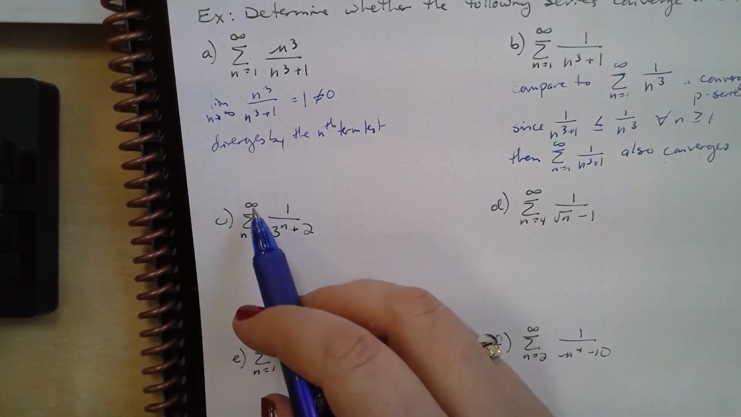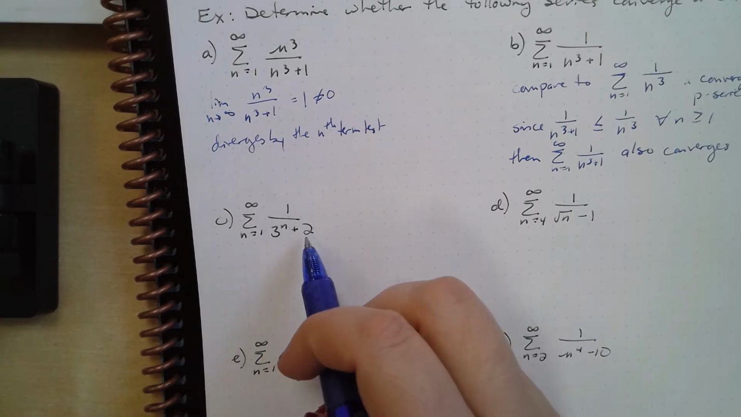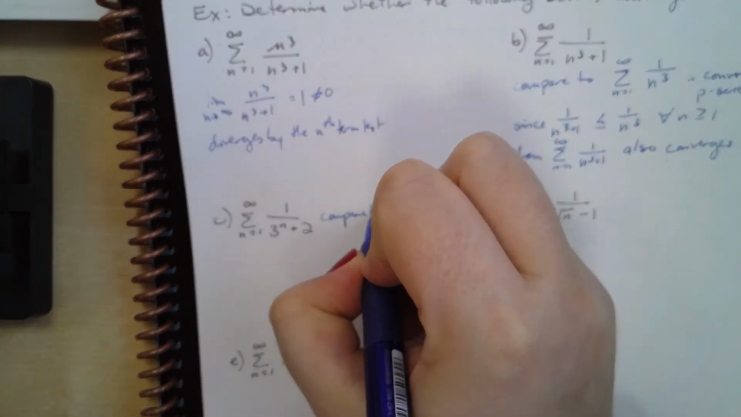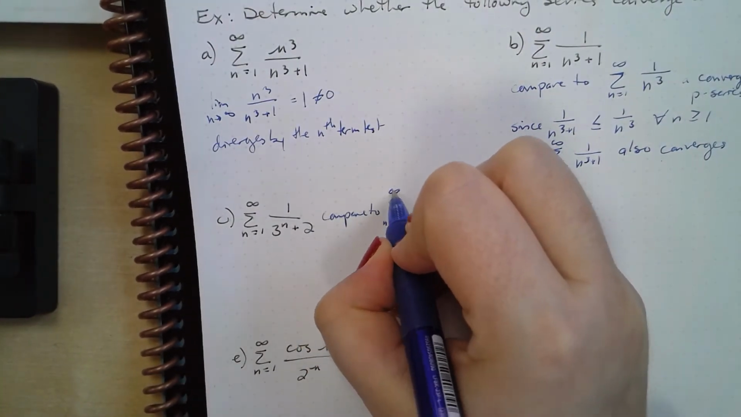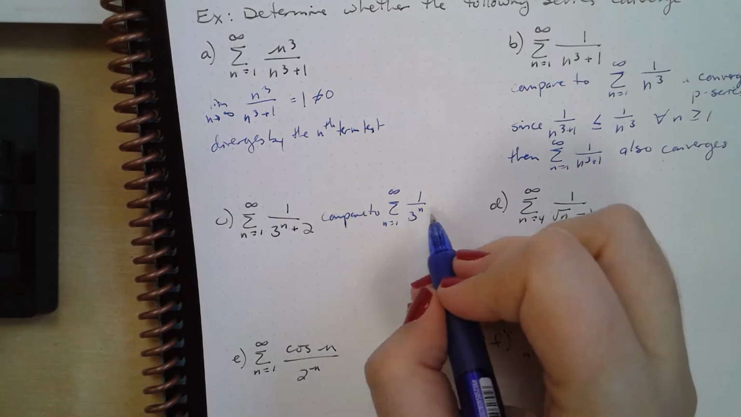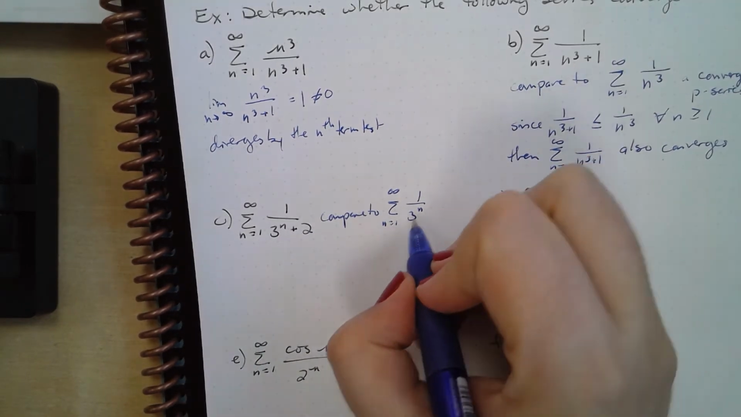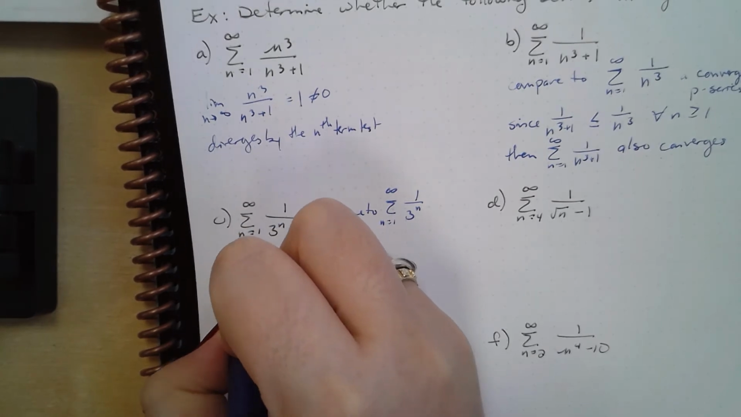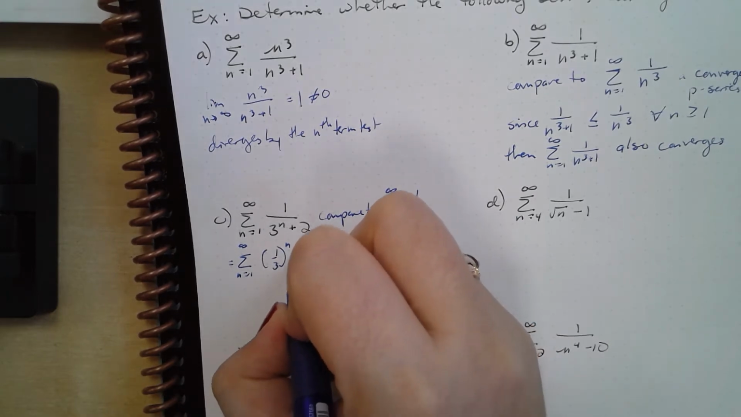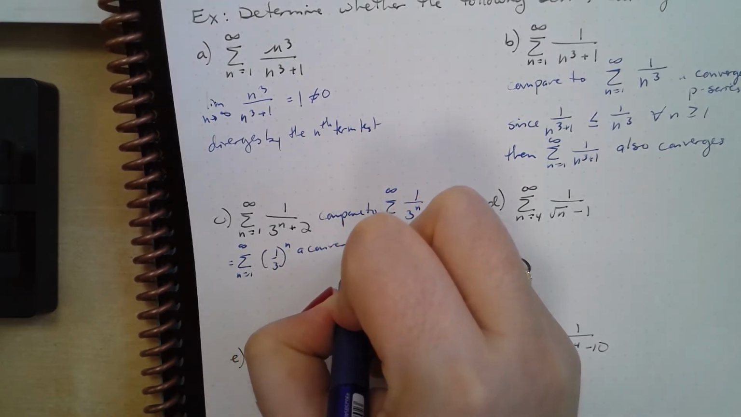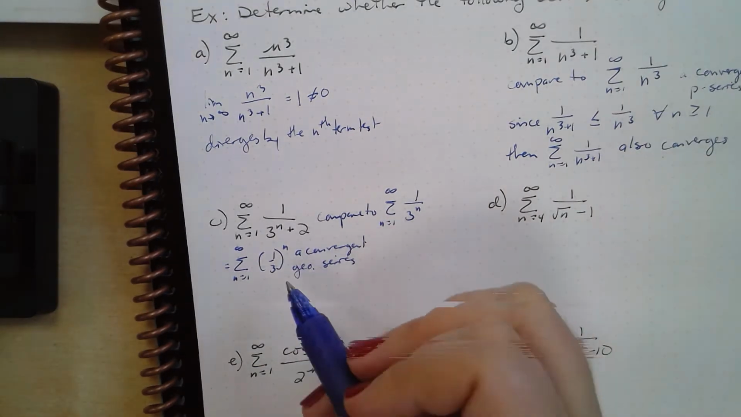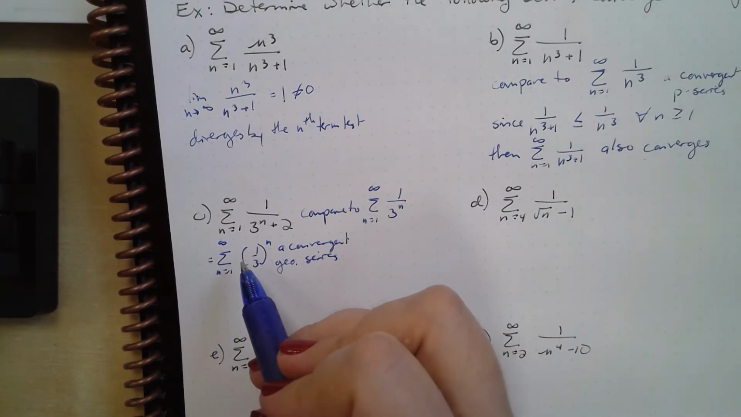All right, let's look here. We have the sum from n equals 1 to infinity of 1 over 3 to the n plus 2. Well, we're going to compare this to the sum from n equals 1 to infinity of 1 over 3 to the n. So this is going to be smaller. This is a geometric series. I shouldn't have written it like this, but I ran out of room. And so this is a convergent geometric series, because our r is less than or equal to 1.